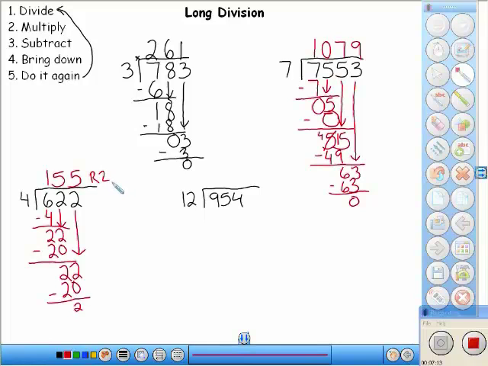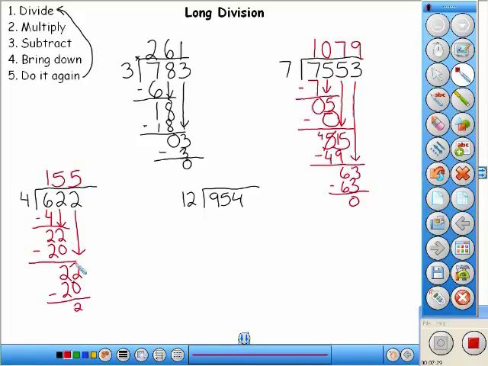Now, in 3rd and 4th grade, when you did your long division, you were taught if you have something left over, you put the remainder up here. Remainder 2. There's also another way to do that, and I'm going to go ahead and show you how to do that now. We're going to get rid of the remainder, and we're going to say, okay, if I get a remainder, watch what I can do.